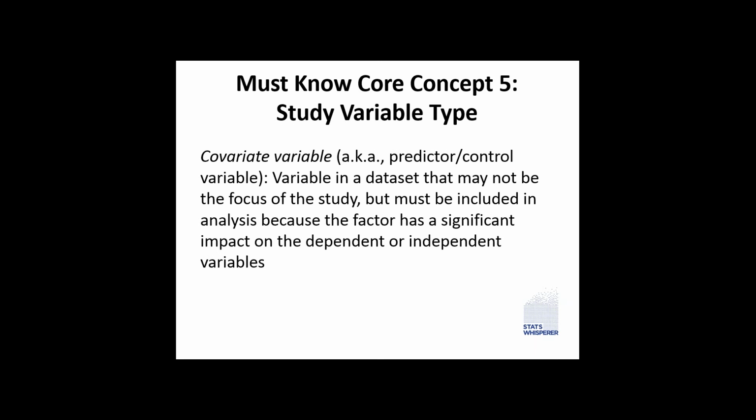Now, a word about covariate variables. They're not mentioned as much as independent and dependent variables, but they're very important. Sometimes they're called predictor or control variables. So it's a variable in a data set that may not be the focus of the study, so it may not be the target. But it has to be included in analysis because it has a significant impact on the dependent or independent variables, usually the dependent from what I find.